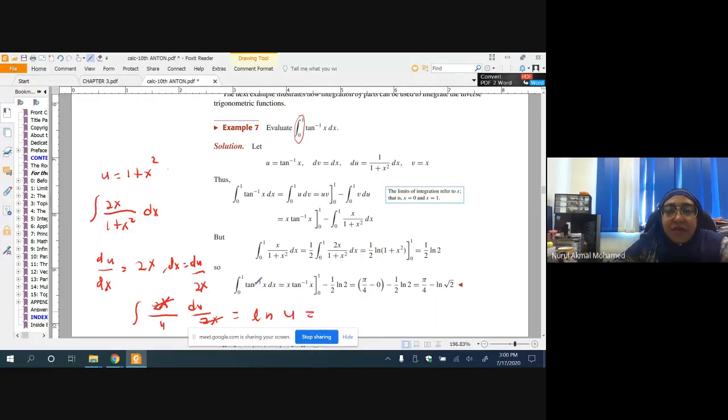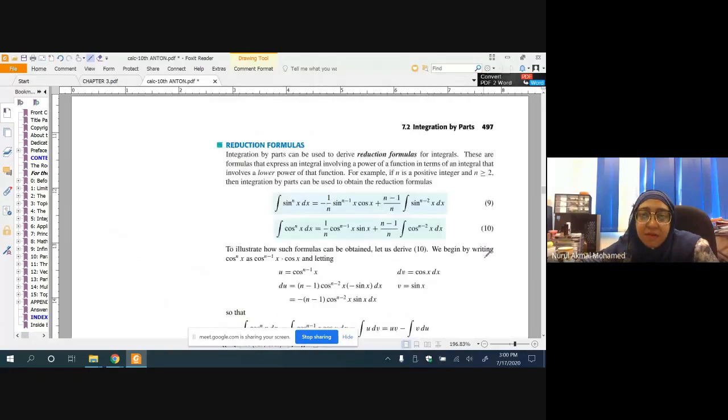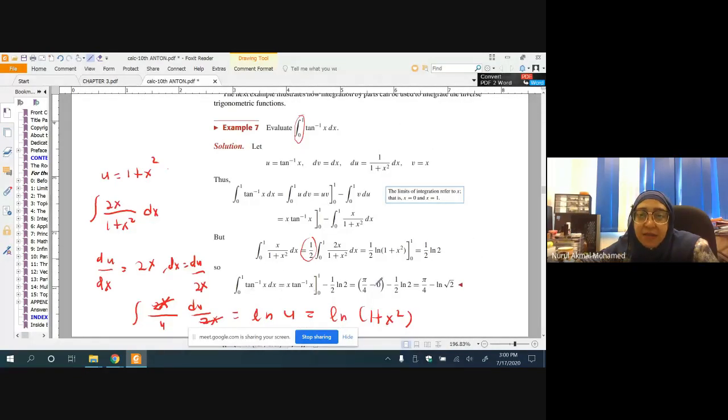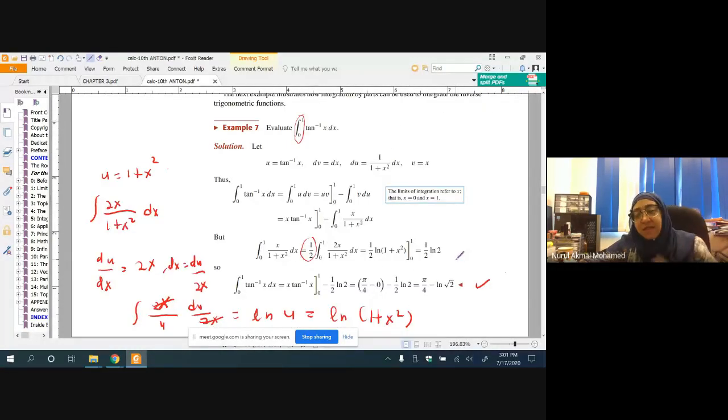And after that, you replace back to the original variable, which is in terms of x. It gives you ln of 1 plus x squared. So that's why you have this. The 1 half is because of that one. And then you can simplify and solve and get this answer. Okay, so that's it. I think this is easy as well, but you can ask any questions if you have problem.